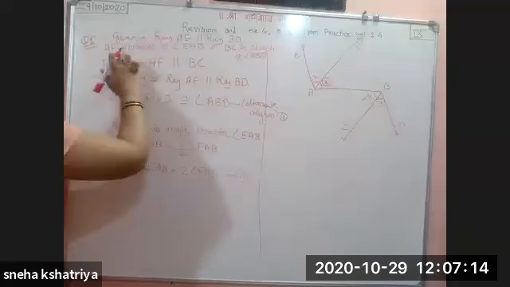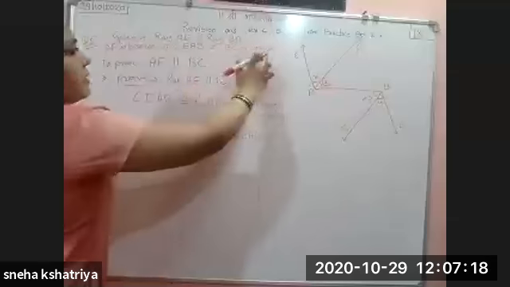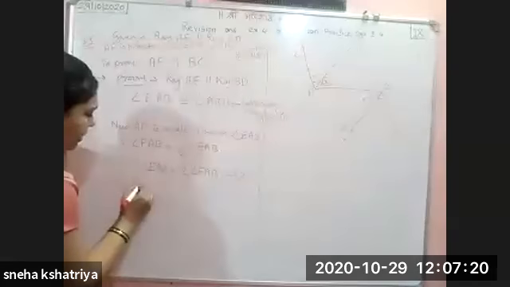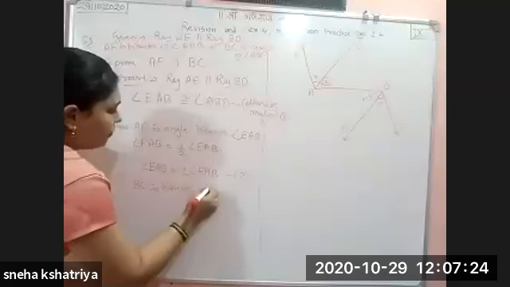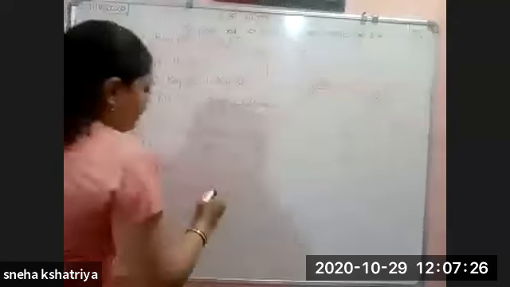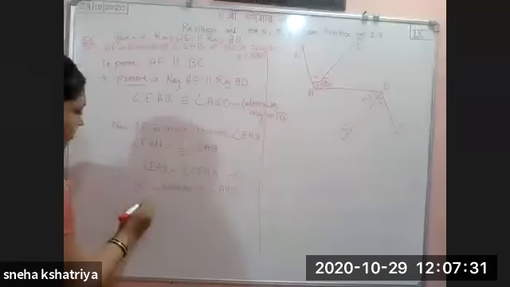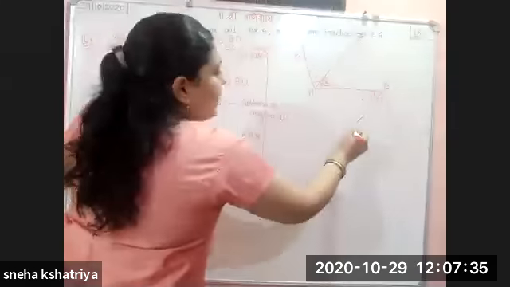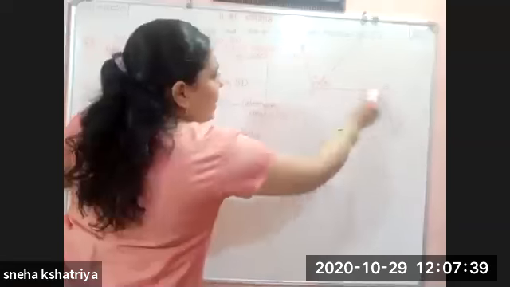Similarly, this second one we used: AF is the bisector of angle EAB. Similarly, BC is the bisector of angle ABD. Therefore, again we need this angle, so we get CBA. CBA is half of ABD.